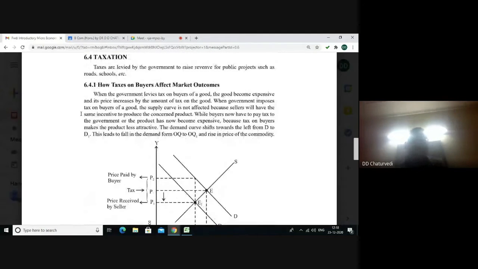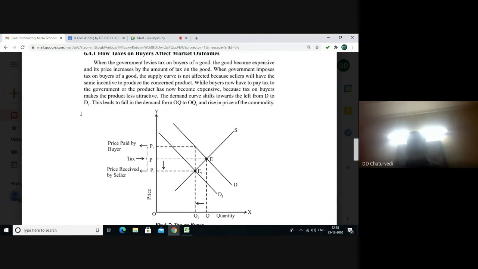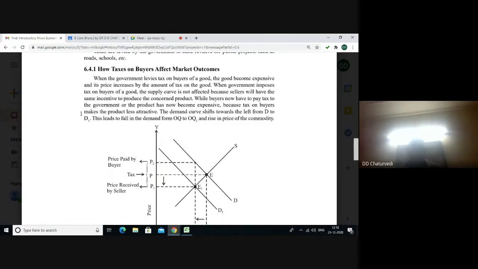In this chapter, we shall be discussing primarily about indirect taxes. The first subtopic under taxation is how taxes on buyers affect the market outcomes.